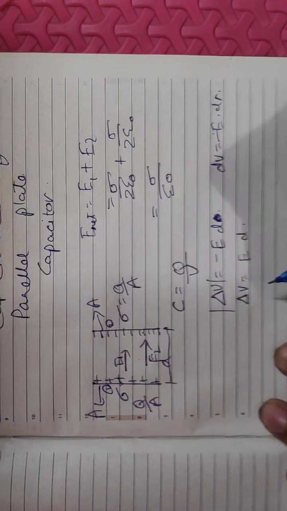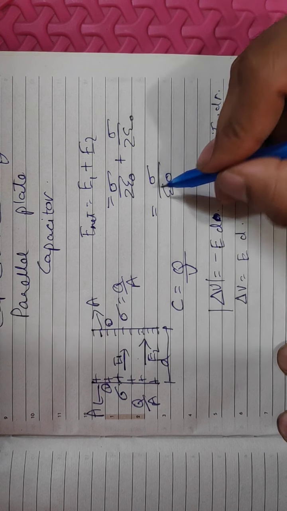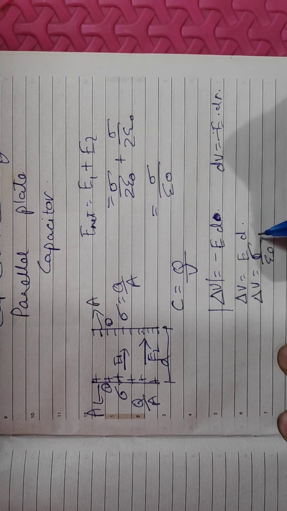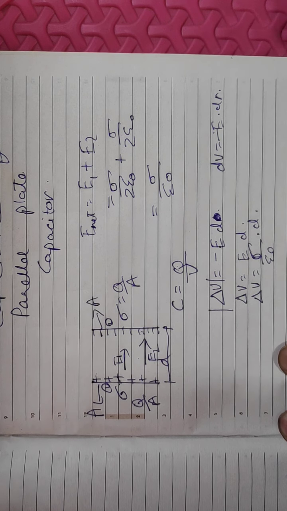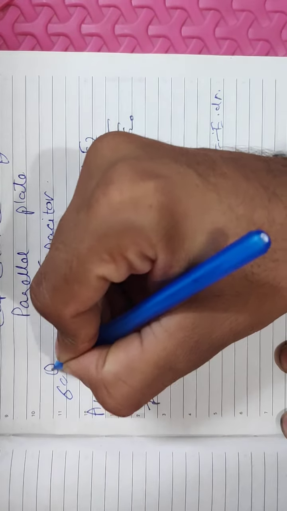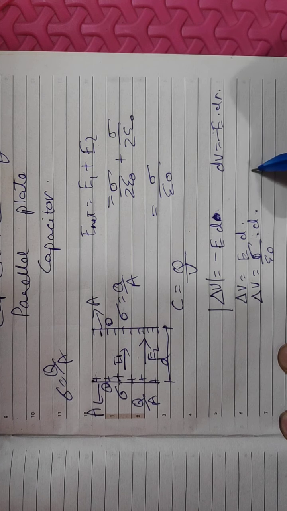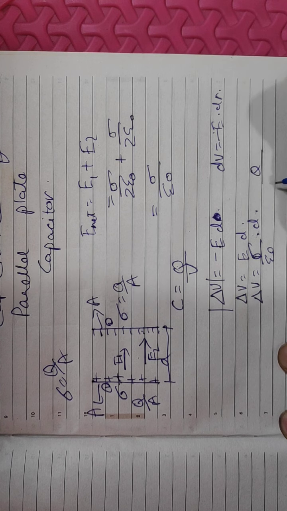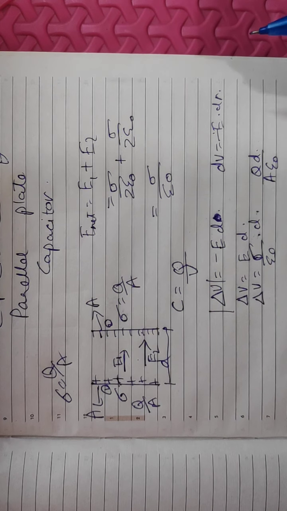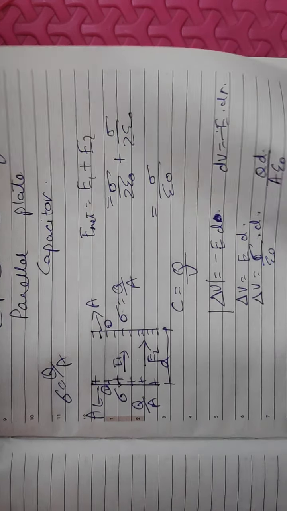So I can put the value of E from here: delta V equals sigma upon epsilon naught into d. Now what is the value of sigma? Sigma is charge density, so sigma equals Q by A. I can write this as Q upon A epsilon naught, and here d. Can I write it in this form? Yes. I'll continue this on the next page.